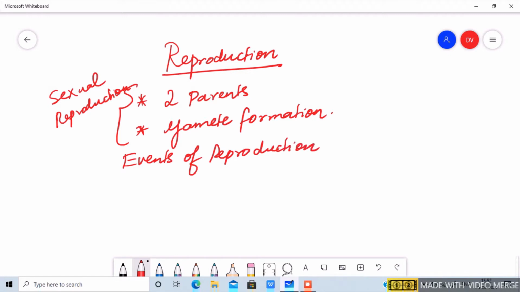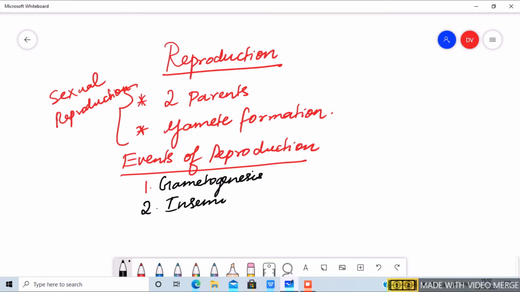The very first thing, as I told you, is gamete formation, which you call gametogenesis. Alright guys, and what is the second one? Insemination. You have to know these terminologies, which is the reason I am introducing all of these at the very beginning of the session, so that you will not find it difficult when you start learning the other chapters. So gametogenesis and insemination, I'll tell you everything.